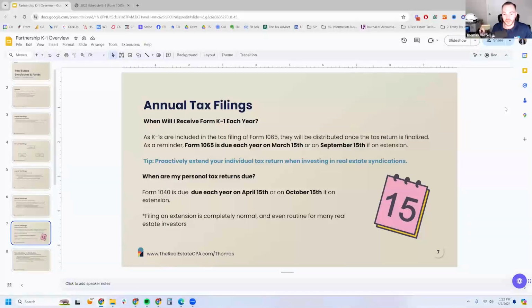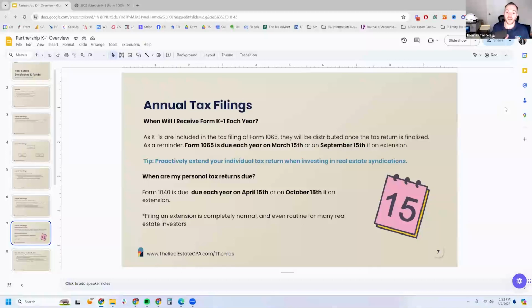So when are your personal tax returns due? Ultimately your K1 gets reported on your personal tax returns. Personal tax returns are due on April 15th each year, or on October 15th if you file an extension. And again, there's nothing wrong with filing an extension. The one thing I do want to say here is that April 15th gives you an extension to file your tax return, not necessarily an extension to pay. So if you do end up owing money, you will have to pay by April 15th, or you'll start accruing penalties and interest for not making a payment.